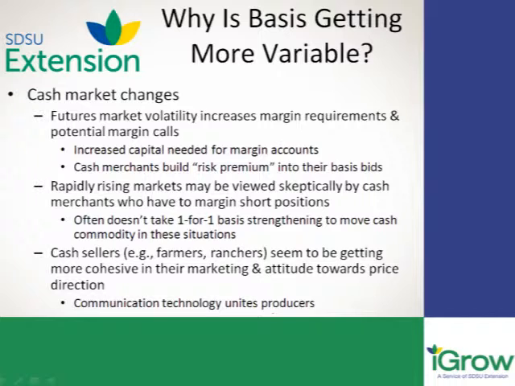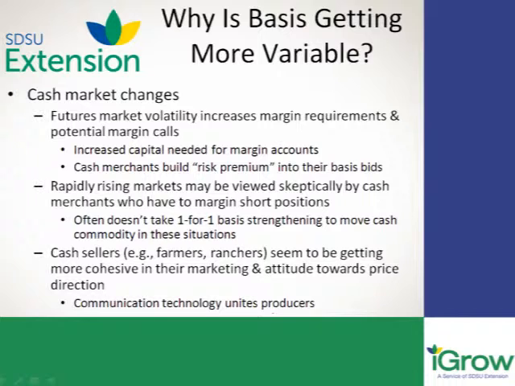So futures market volatility has increased their margin requirements and their potential for margin calls. As a result, for them to maintain their position in the futures market, it costs them more money to do that. They're going to pass those costs along to you in terms of probably a little bit weaker type of basis bid, but probably one that changes a little bit more than it ever had been too, because they need that extra capital there. They're building in a risk premium essentially into their basis bids.